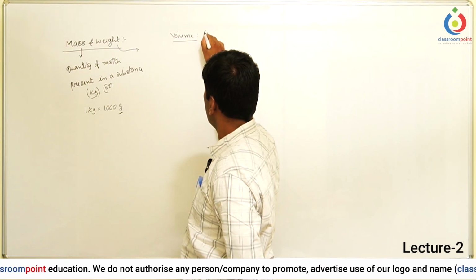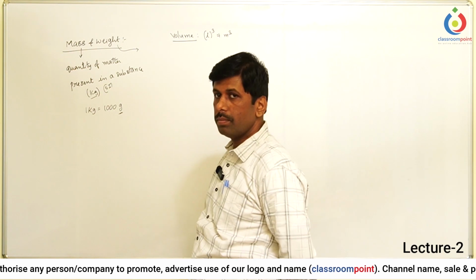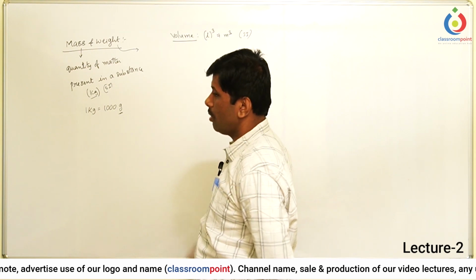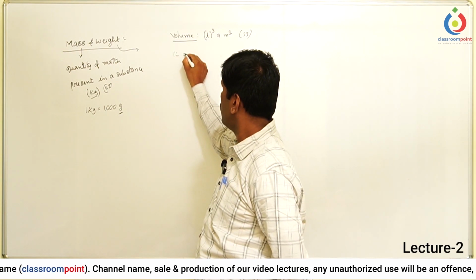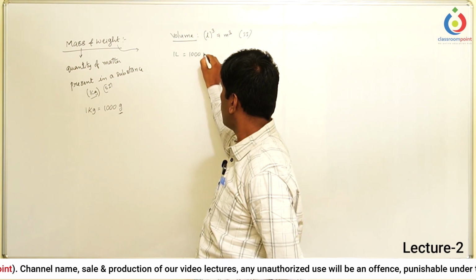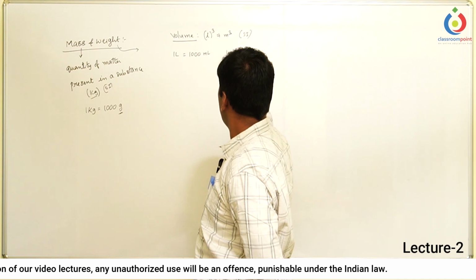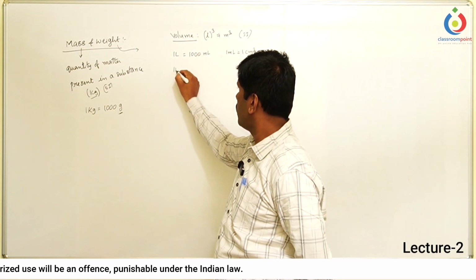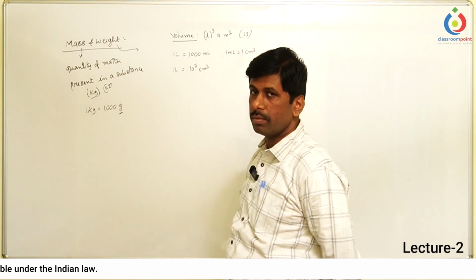As we discussed, volume units are length cubed, that means meter cubed. Apart from these SI units, volume is also measured in other units, that is 1 liter. 1 liter is equal to 1000 ml. You should remember that 1 ml is equal to 1 cubic centimeter. So we can write that 1 liter is equal to 10^3 cubic centimeters.